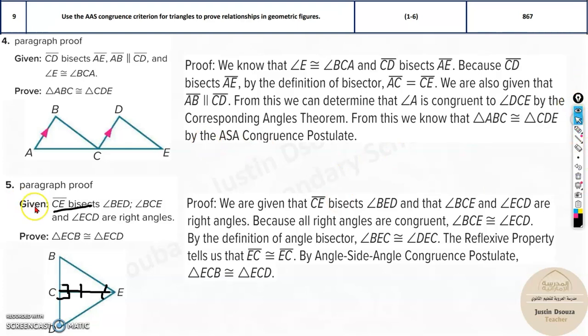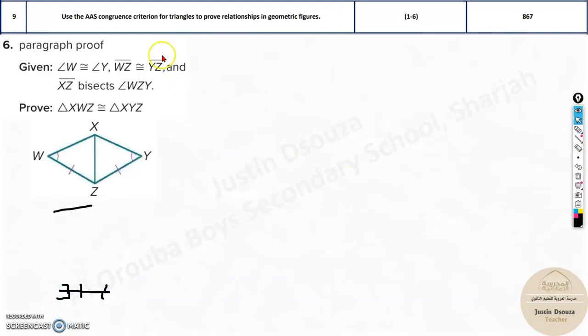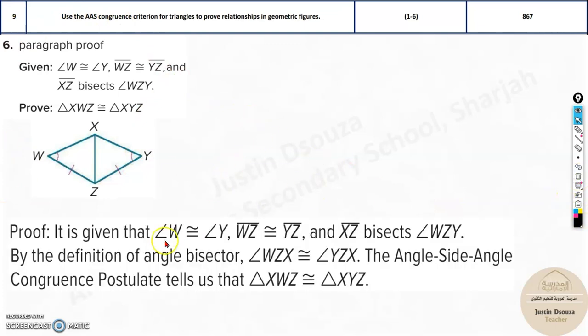Please do solve them by yourself and then refer to the answer. Same way, try this by yourselves and then look for the answers over here. All the answers are given.